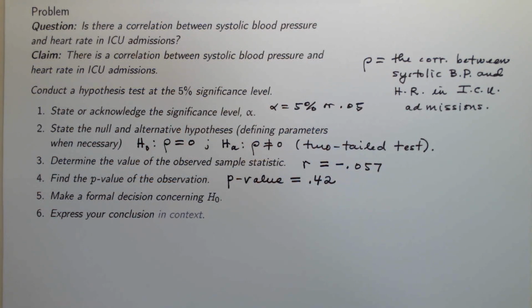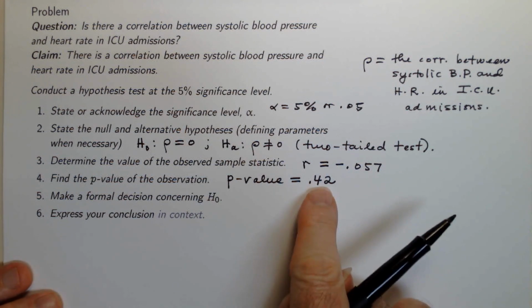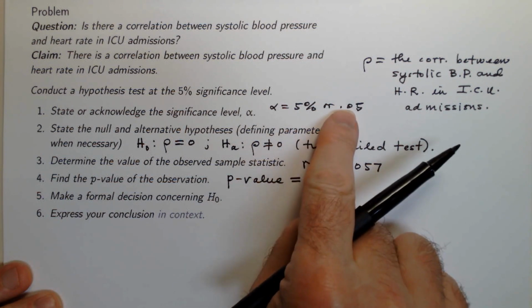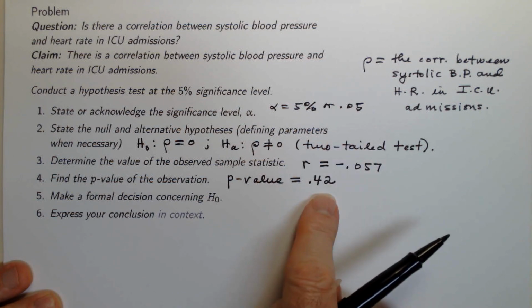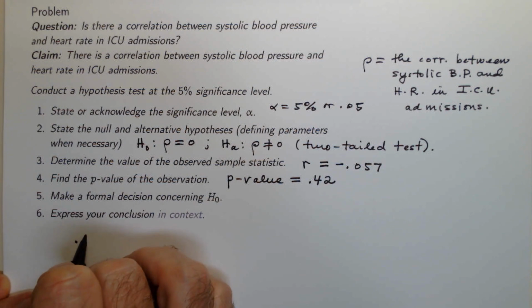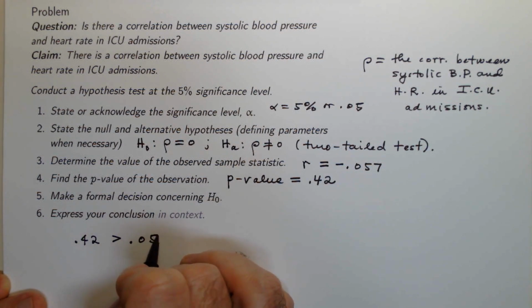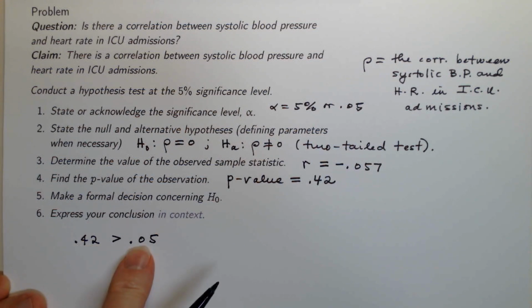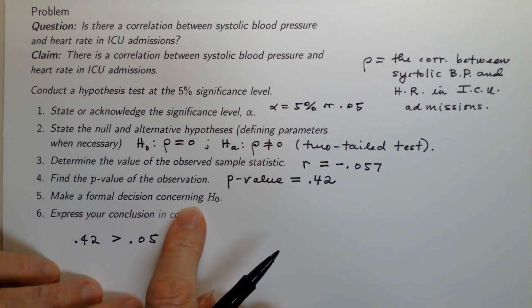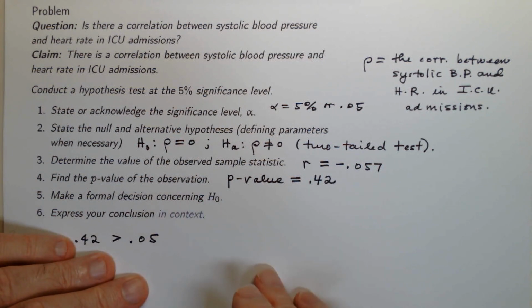Now we need to make a formal decision concerning the null hypothesis. And so what we have to do is compare our p-value with our significance level. And in this case, that's not really a very fair comparison, right? The 0.42 is significantly bigger than the 0.05. So our p-value is far in excess of our significance level. So our formal decision is that we are not going to reject H0.